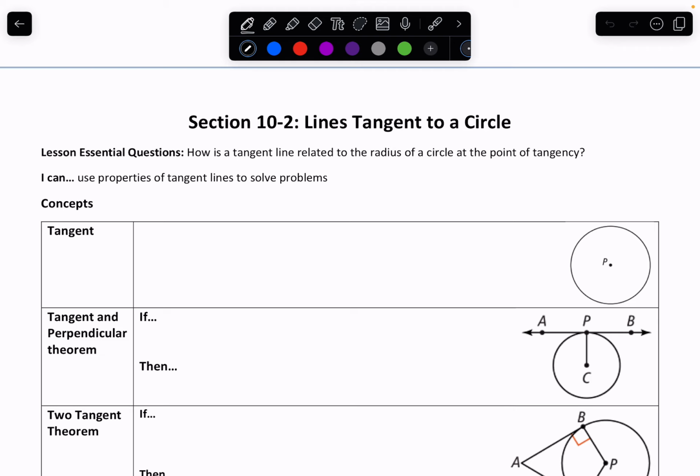What we want to talk about as being tangent is if we have a line that touches a circle in exactly one spot, we say that that line is tangent to the circle. So our definition of tangent means touching one time. So tangent, a line that intersects a circle at exactly one point.